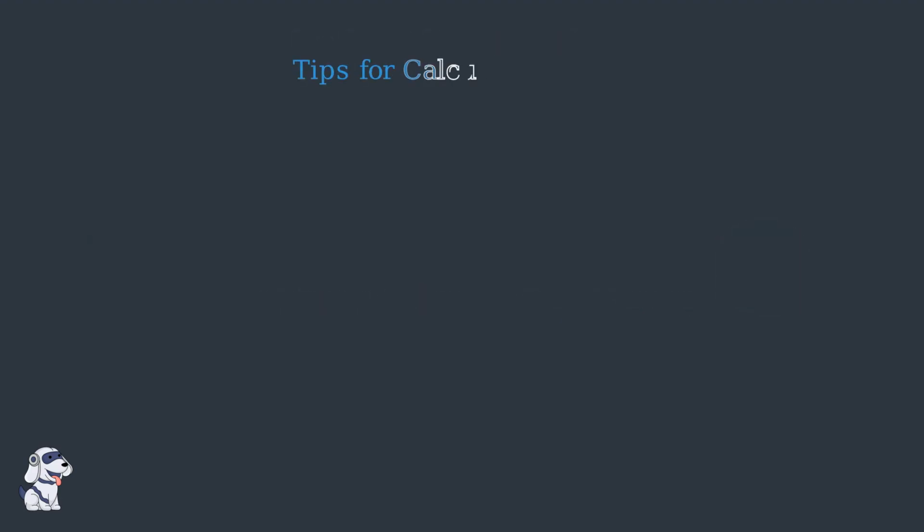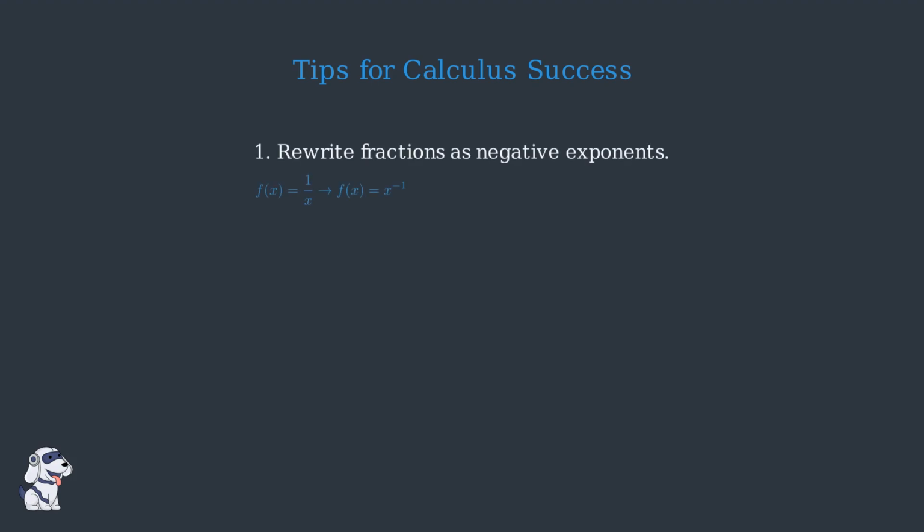You have done great work mastering these rules. To wrap up, here are 3 essential tips to ensure you excel in your calculus journey. First, always rewrite your fractions as negative exponents. This transforms a tricky quotient rule problem into a simple power rule problem. Second, look for opportunities to simplify your expression before you start differentiating. A few seconds of algebra can save you a lot of work later.